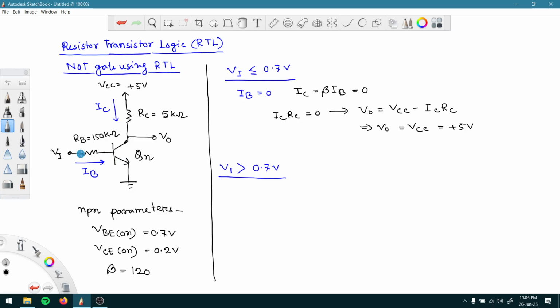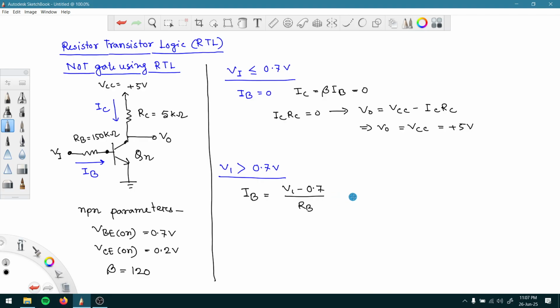If the junction is forward biased, current can flow from this Vi path to the ground, right? If that is the case, we can use KVL to find out the value of current here. Because at this point we are saying we are going to get 0.7 volt, we can say Vi minus 0.7 divided by the resistance here should be equal to the current we are getting right now. So Ib should be equal to Vi minus 0.7 divided by Rb.